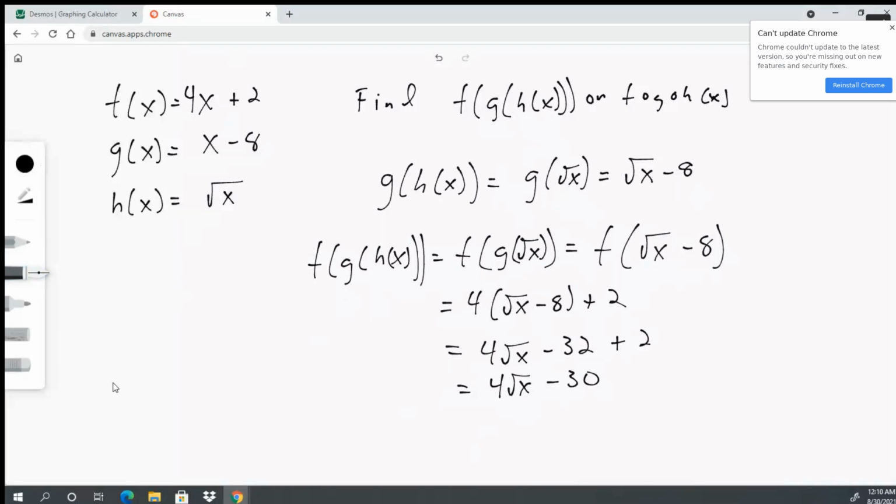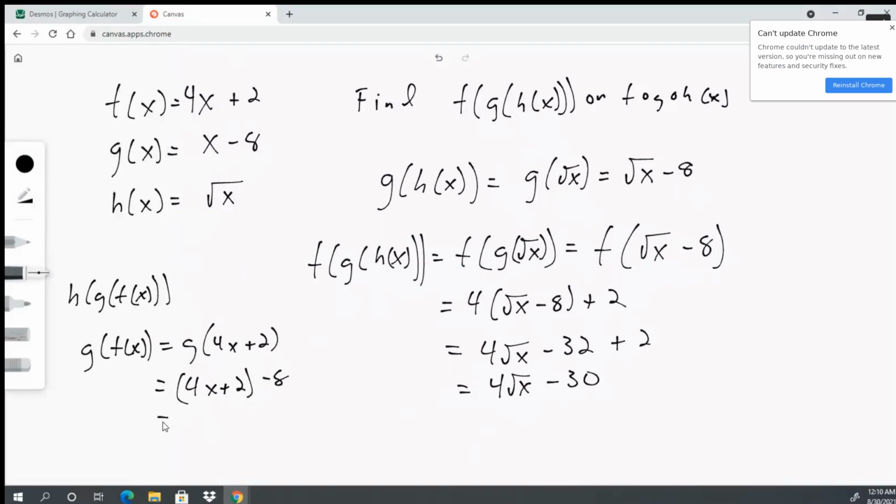Now, if we were to do this backwards, we can also do this backwards too. We can do h of g of f of x, right? And when we're doing that, f of x equals 4x plus 2, so g of f of x equals g of 4x plus 2, right? We just plug in 4x plus 2 every time we see x in the g of x, which is equal to 4x plus 2, minus 8, which is equal to 4x minus 6, right?